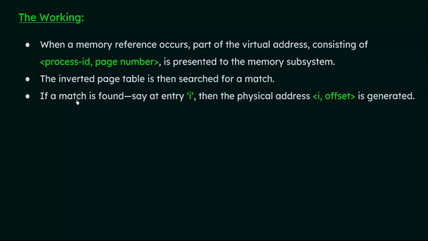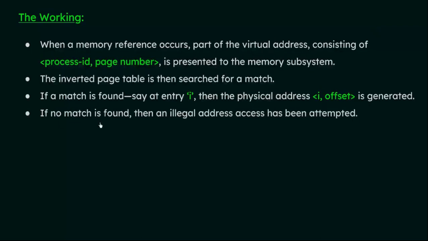If a match is found, say at entry i, then the physical address i and offset is generated. So if we have a match for this process ID and page number, and let's say that the match is found at entry i. Remember, in the inverted page table, we are indexing it with reference to the frame number. So entry i would mean the index i, which is the frame number. So if we find a match, it means entry i is the frame number that we want. So the physical address is generated by combining this frame number, which is i, and the offset. The offset is a part of the virtual address which will also be present there. So these two will be combined, and hence the physical address will be generated. If no match is found, then an illegal address access has been attempted. So once we look up, and if we do not find a match, that means it is an illegal address access that has been attempted.